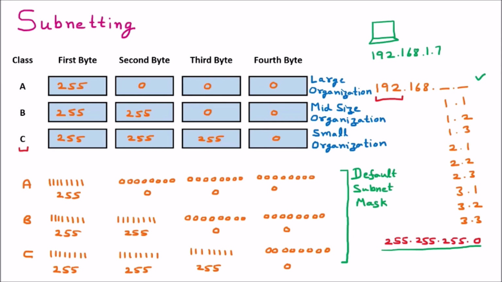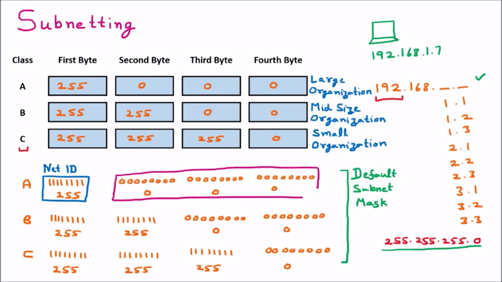Now out of that there is one more thing, which is called net ID and host ID. Here we can see that in the class A, the first consecutive ones we have. So this particular first part is our net ID. Net ID means that is for the network. Now the remaining part is called the host ID. Host ID means how many computers the host can connect. So that is nothing but the host ID.